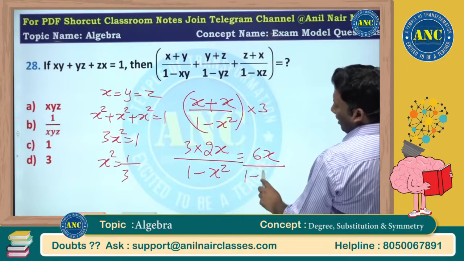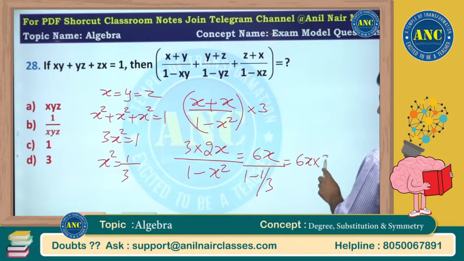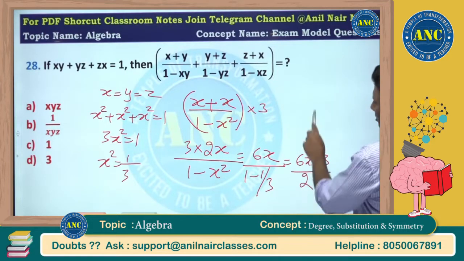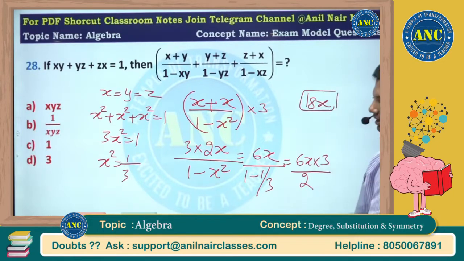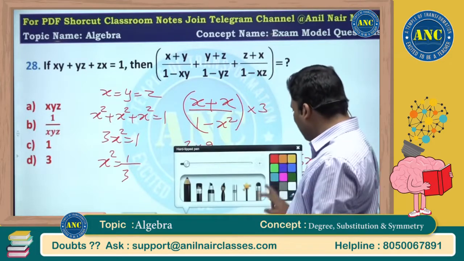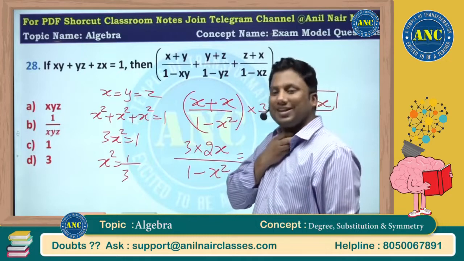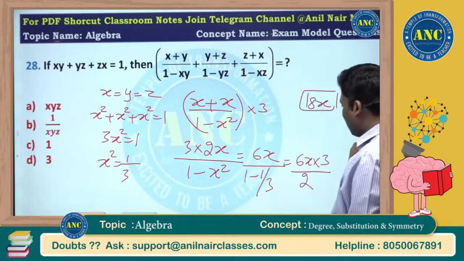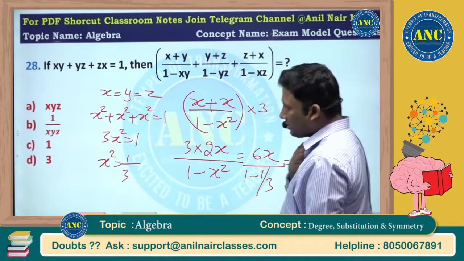6x divided by 1 minus 1 by 3. 6x into 3 by 2. 18x. Now what we will do is, we will make the necessary changes in the answer option. X plus x by 1 minus x square into 3. Till here it is clear, right? So how much we got? 18x.